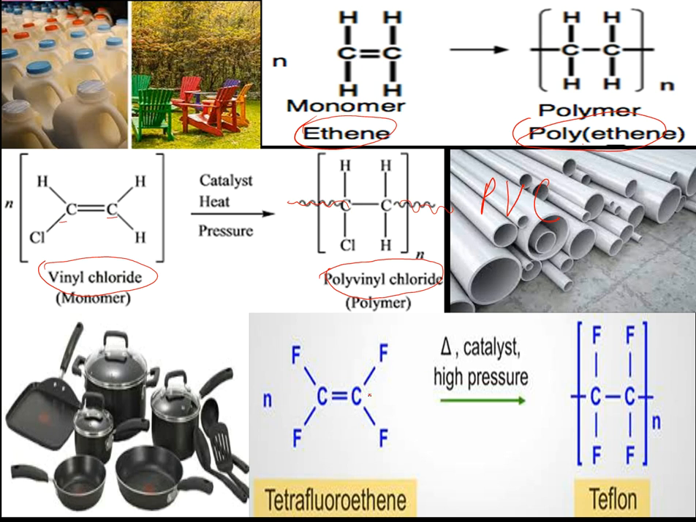And the third type, the monomer is tetrafluoroethene. Again, we have a double bond, and to this double bond 4 fluorine atoms are bonded, and at the required condition of high temperature and pressure in the presence of a catalyst, this tetrafluoroethene links itself, the double bond opens up, and the polymer Teflon is formed, which is used in making very high grade non-stick materials.